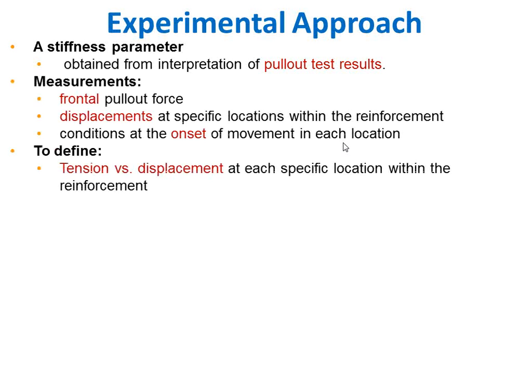If we're pulling out, at some point, this is my point. I'm pulling here. And I'm pulling. At some point, this point will start moving. That moment, we need that moment. We need to identify the onset: what is the load that causes the onset of displacement at different points along the reinforcement. And with that, we can define the properties that we need.